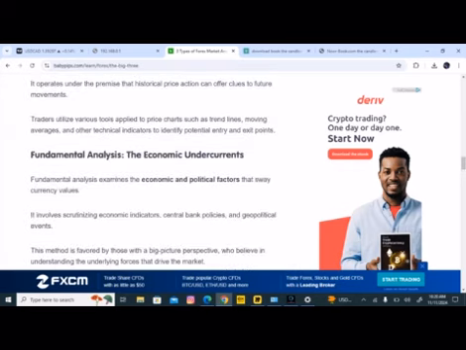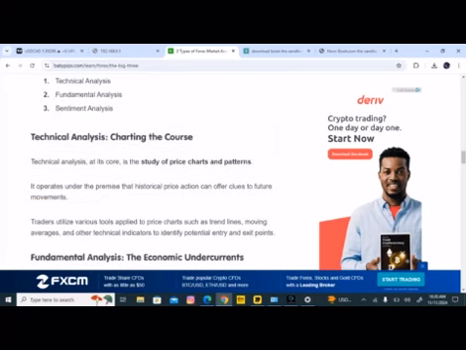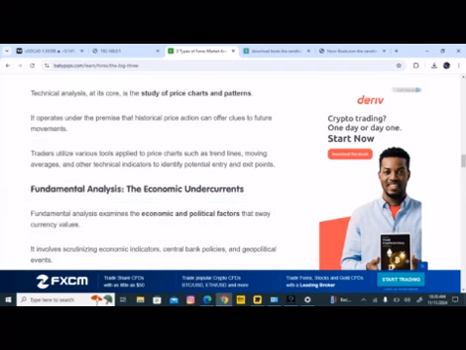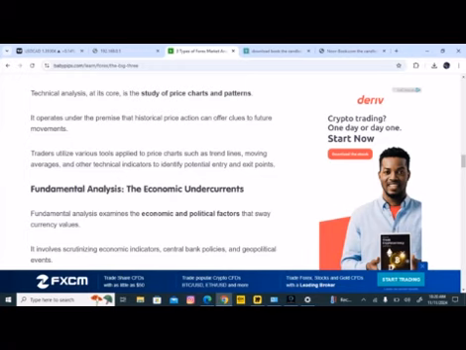But right now we are going to be talking about technical analysis. Technical analysis at its core is the study of price, charts, and patterns. It operates under the premise that historical price action can offer clues to future movement. Traders utilize various tools applied to price charts, such as trend lines, moving averages, and other technical indicators to identify potential entry and exit points.